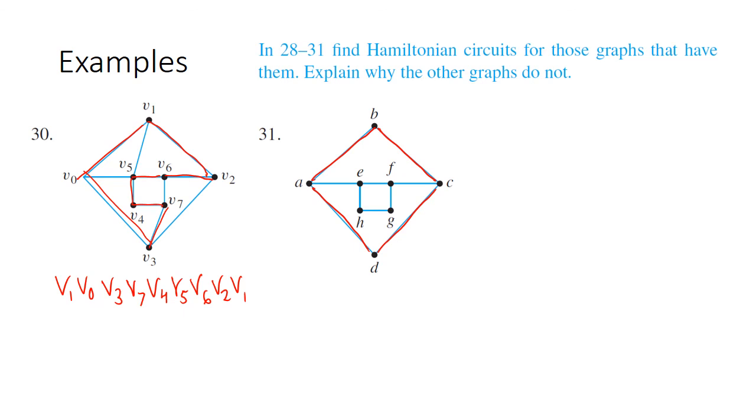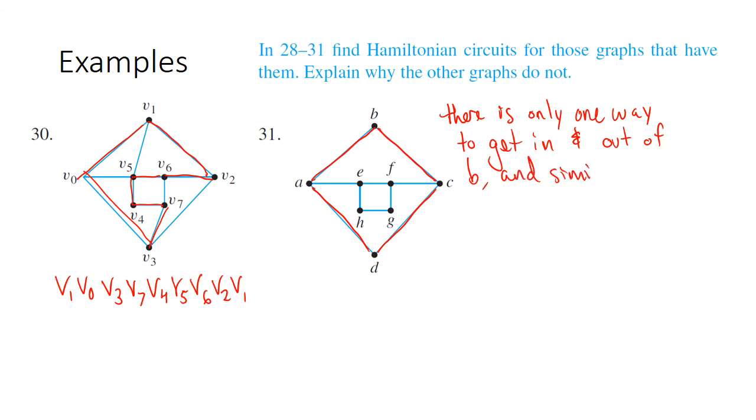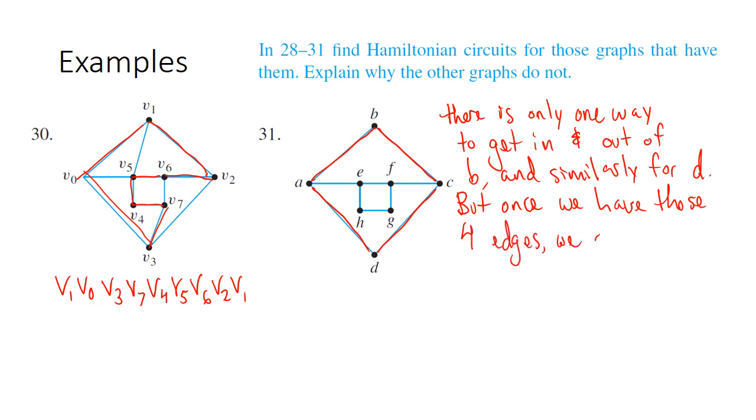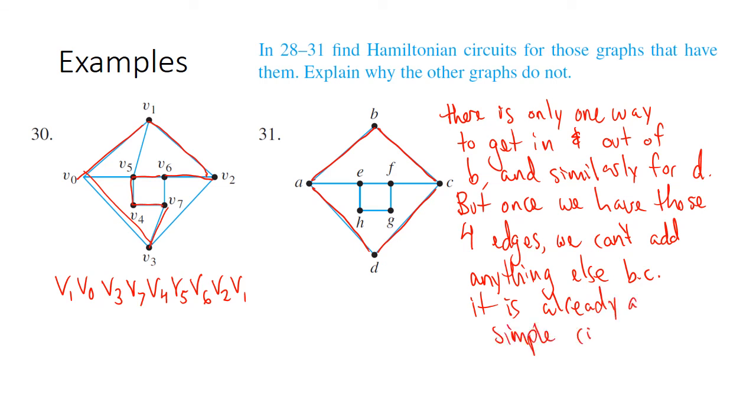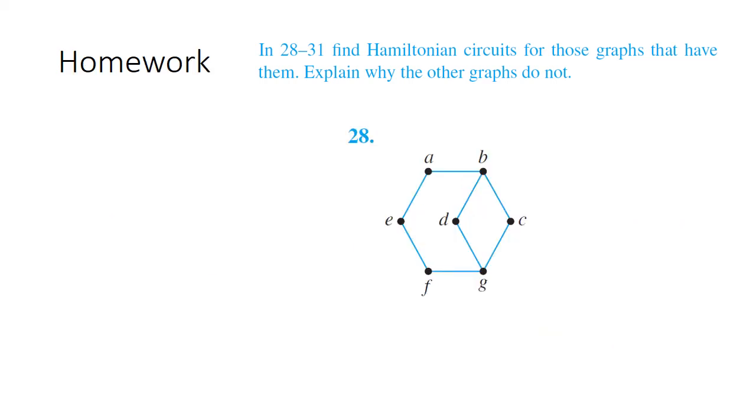So let me just write that down briefly. Okay, so here's one last homework problem for you. So try to find a Hamiltonian circuit here, and then if you cannot do it, then explain why you can't.